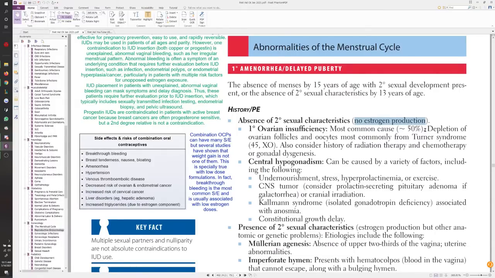This is the thinking that should be going on in your mind as you're reading this question, where this girl apparently has no secondary sexual development. Also consider history of radiation therapy and chemotherapy or gonadal dysgenesis, which are not things you'll have to consider. These are things that are going to be in the question, right? In the real world, yeah, sure, you need to consider these things and ask.